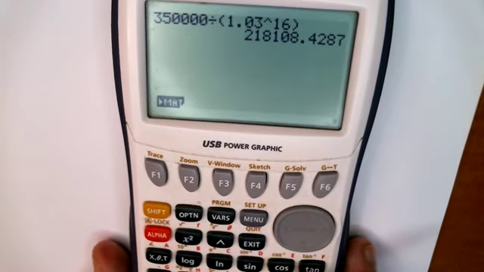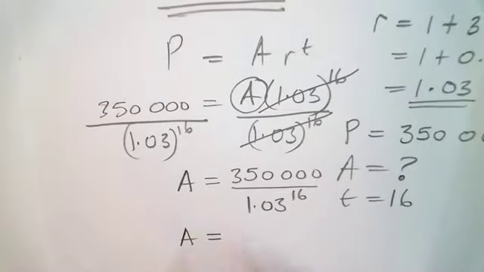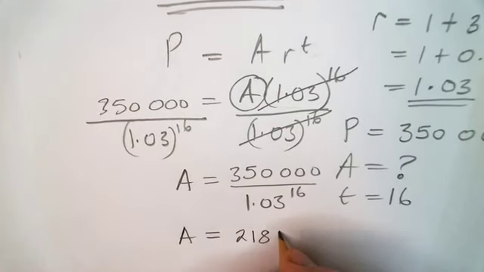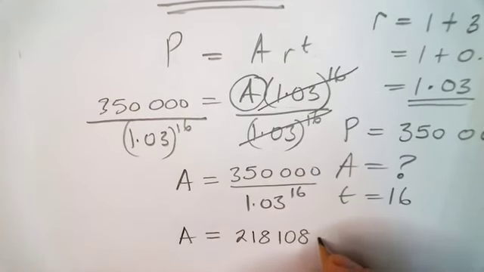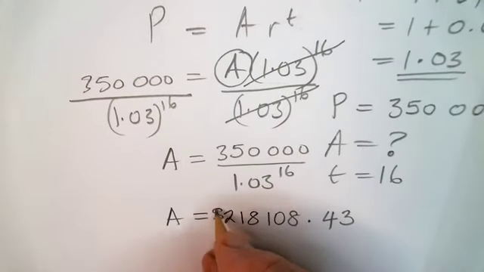$218,108. All right, so let's now write that in. That looks pretty good. So A is $218,108 and 43 cents. So that's the value.